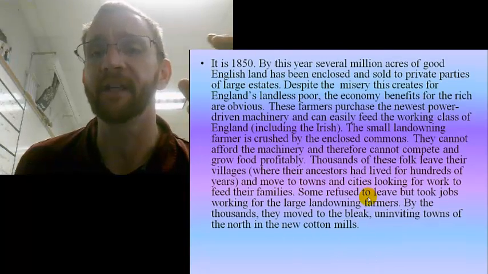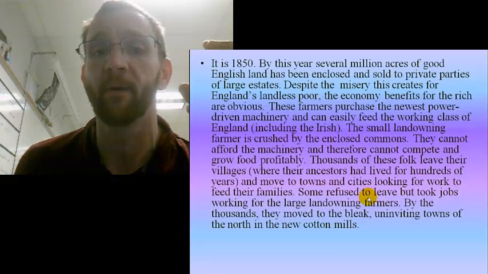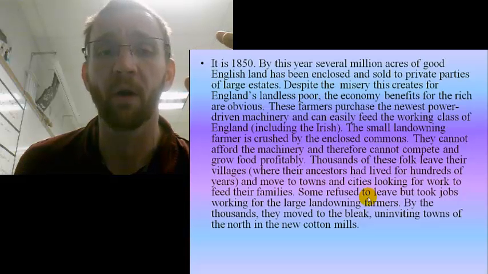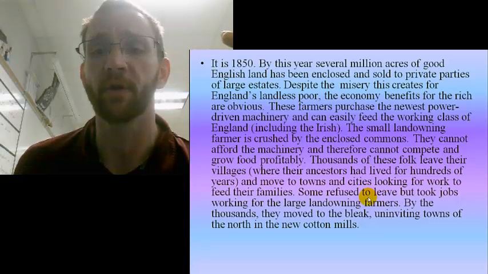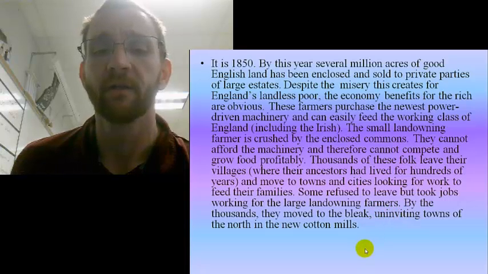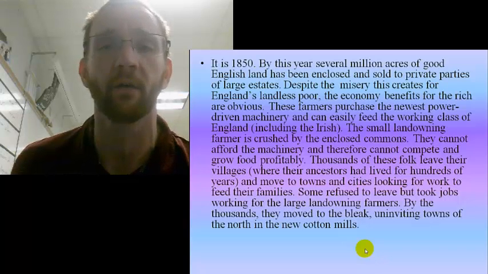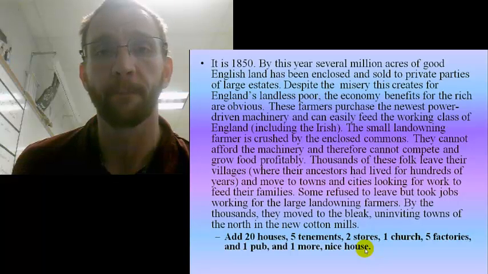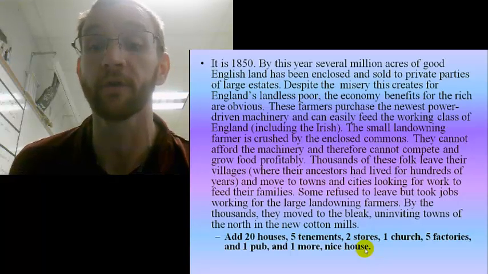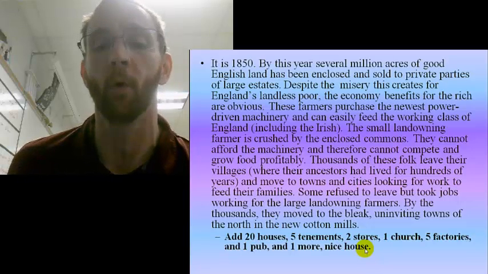By 1850, all the good land is gone. It's been enclosed or sold to private people. England's poor are poor. That's radical. The small-time farmer is crushed. Go agribusiness. Wealthy landowners are the ones farming. They can't compete with the machinery. So by the thousands, people don't live in the countryside. They're all moving to your town, your city. Here they come. You've got to add some space for them. 20 houses, 5 tenements, 2 stores, a church, 5 factories, a pub, and 1 more nice big house.